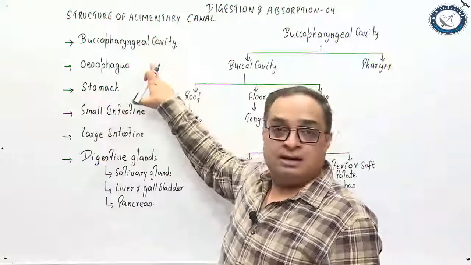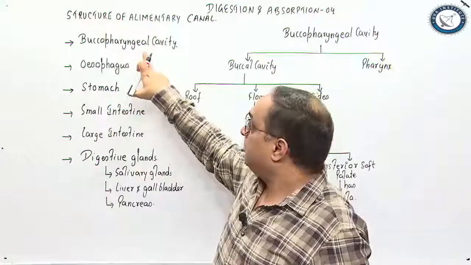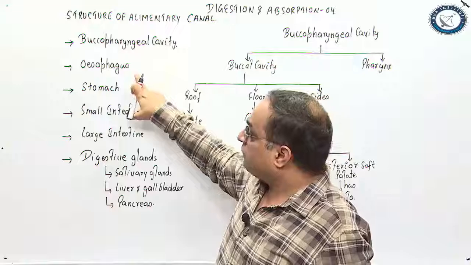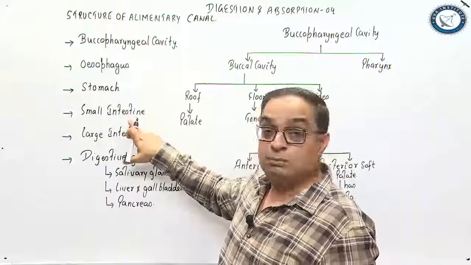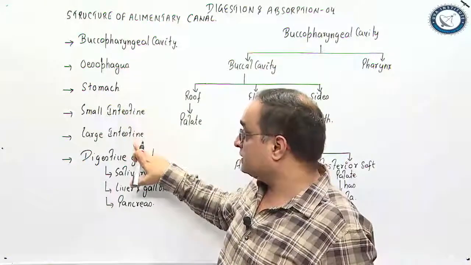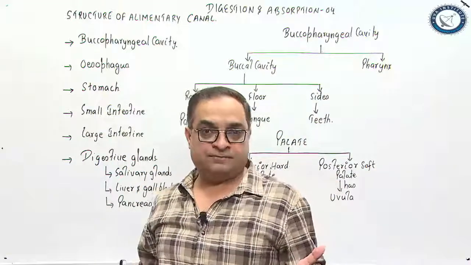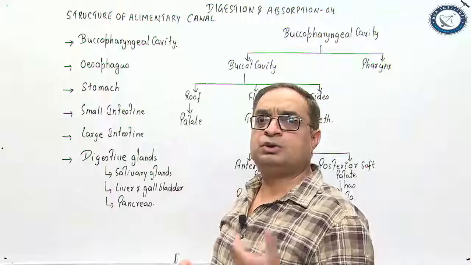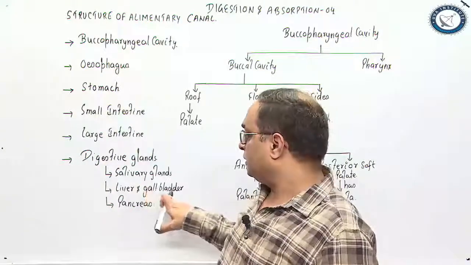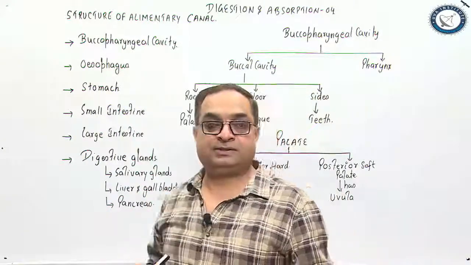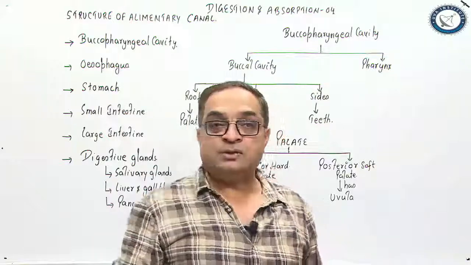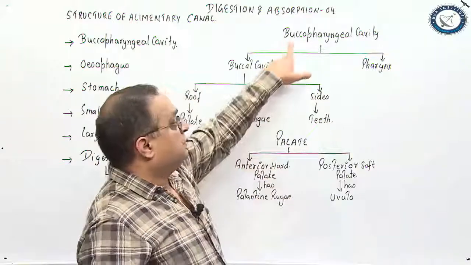So in the alimentary canal we have to discuss buccopharyngeal cavity, esophagus, stomach, small intestine, large intestine, and the associated digestive glands like salivary glands which produce saliva, liver and gallbladder, pancreas. We'll first start with buccopharyngeal cavity.